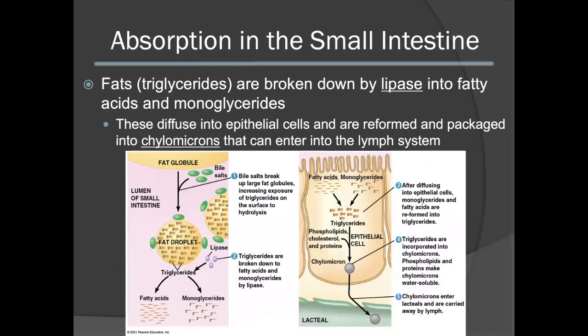Note that bile salts are important in breaking up the large fat globules from the diet. These triglycerides will then be broken down into the fatty acids as well as monoglycerides by the action of the lipase enzyme. These will then be built into chylomicrons. Once these chylomicrons are formed, they can then enter through the lacteal and enter into the lymph system.